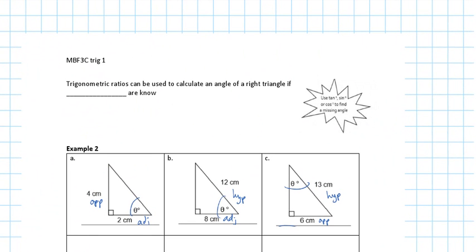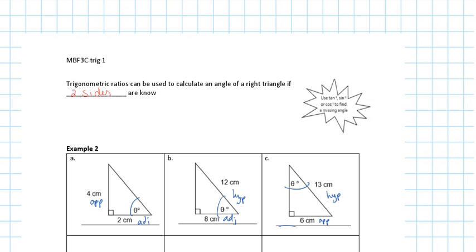Now, what if I give you two sides and I want you to find the angle? Okay? So, trig ratios can also be used to calculate an angle of a right triangle if two sides are known. Okay? So if I know two sides and I'm looking for the angle, now because I'm looking for an angle, we have to use the inverse, which is the sine inverse, cos inverse, tan inverse. Let's look at the example.